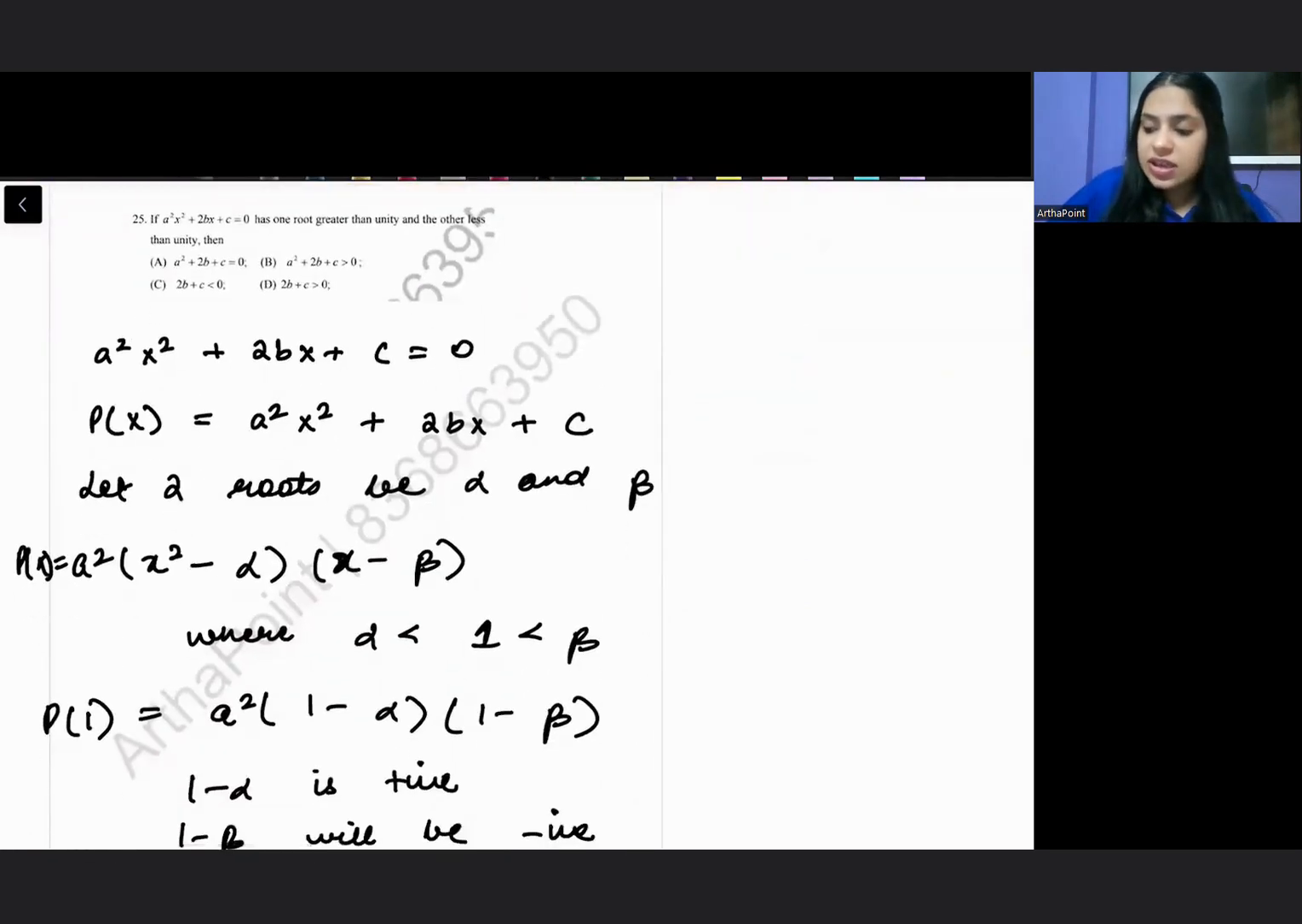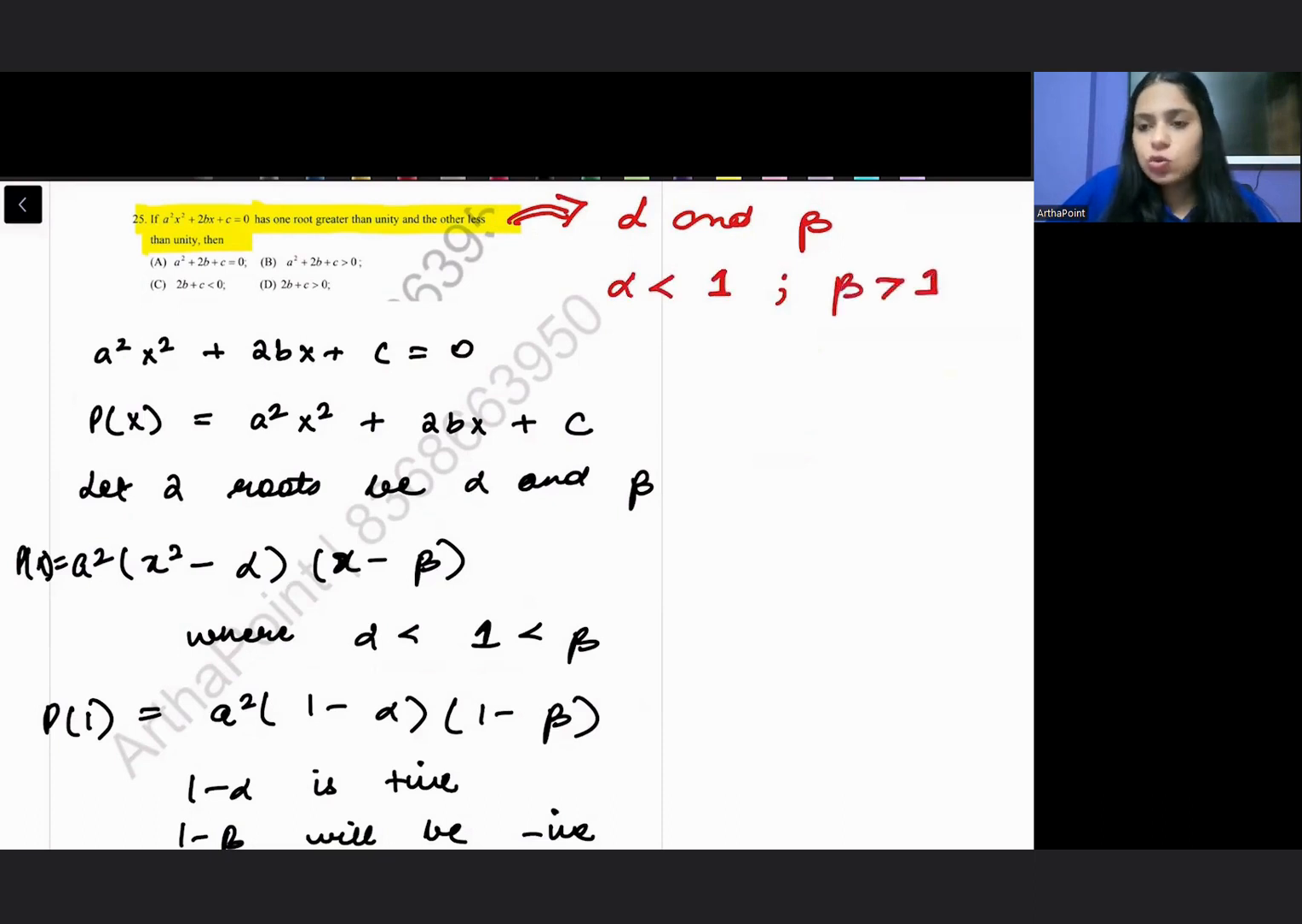It says, if a squared x squared plus 2bx plus c has one root greater than unity and the other less than unity, then what happens? This is a good question, so try to understand that. First of all, I have 2 unique roots. Let those 2 roots be alpha and beta. Let us assume that alpha is less than 1 without any loss of generality and beta is greater than 1. I just have to get 2 roots, one less than 1, one greater than 1.